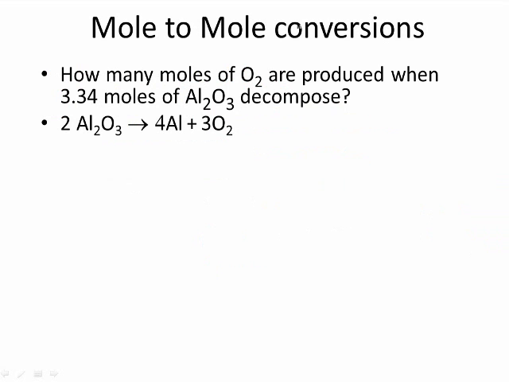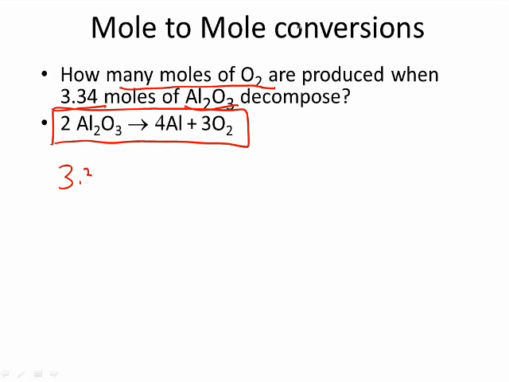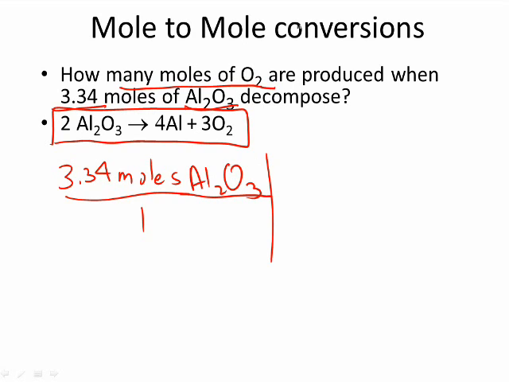Now we get to the fun part, the problems: mole-to-mole conversions using mole ratios. We're asked the question, how many moles of oxygen are produced when 3.34 moles of aluminum oxide decompose? Now we have to look at our balanced equation here. We start with 3.34 moles Al2O3, and we just multiply it by a mole ratio.